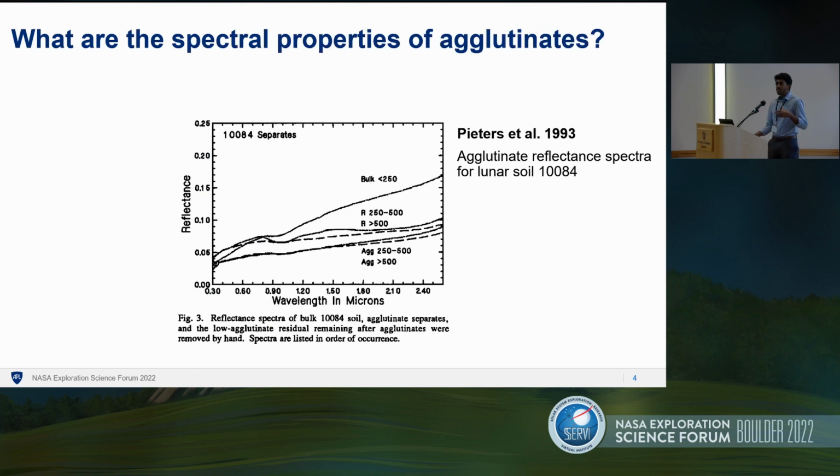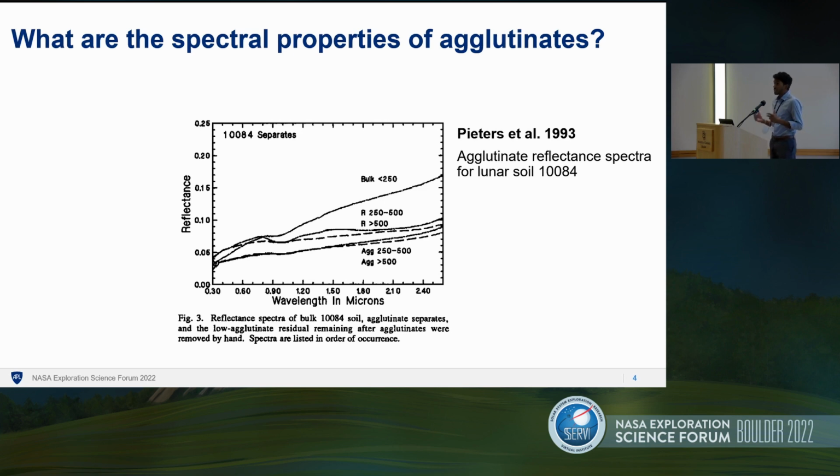Now, even though these spectral properties are so important, the current state of knowledge is actually fairly limited. Most of our understanding comes from this work by Peters et al. 1993. And what they did was they painstakingly separated out these agglutinate particles from a soil by hand and gathered their reflectance spectra. Now, these data were obviously very difficult to get with the manual separation, and they've been very valuable for helping us understand the spectral role of agglutinates.